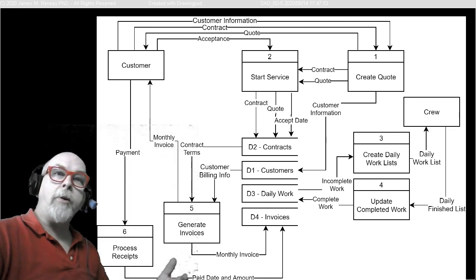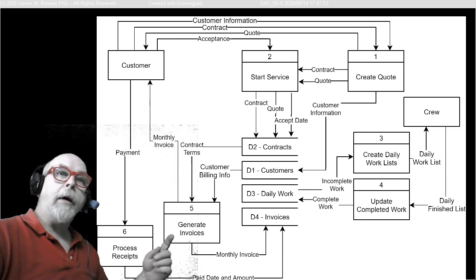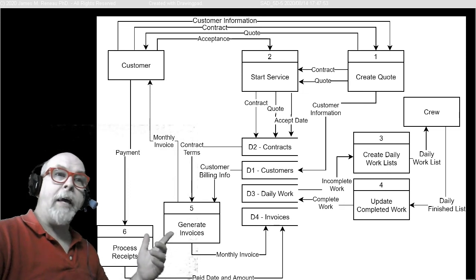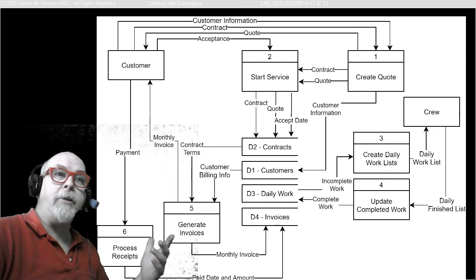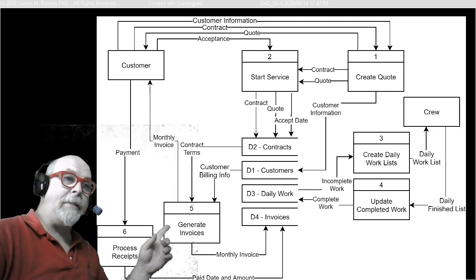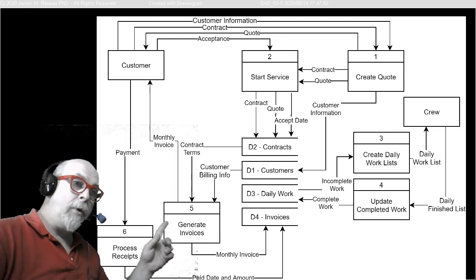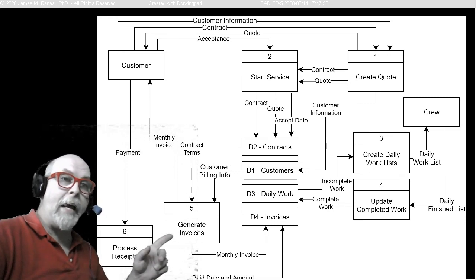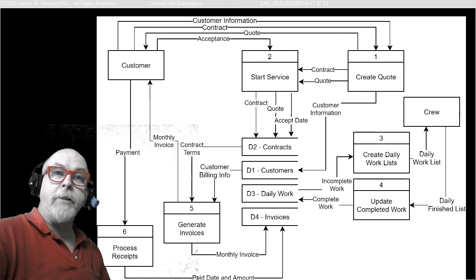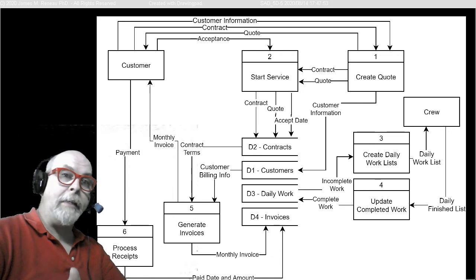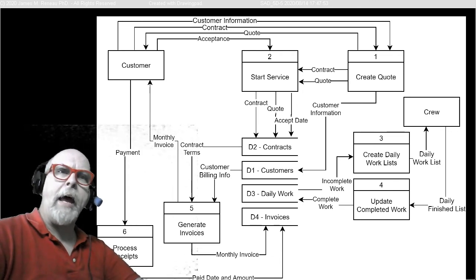Now we start the service. So what's next? Okay, three, create a daily work list. Wouldn't that be another process? And you can see that the daily work list takes all of the daily work from the daily work data store and sends it to the crew, and the crew sends the list back, and then it gets updated back into the daily work table. So the daily work data store now shows the daily work that's been done, the daily work that needs to be done, and all of that.